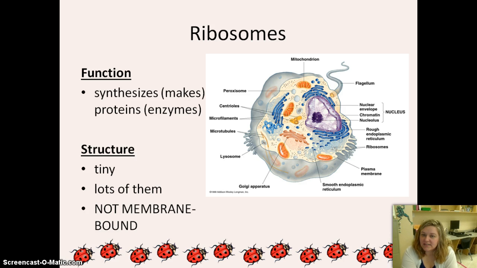Ribosomes are found in all three types of cells. Their job is to synthesize proteins. They're tiny, there's lots of them, and they're not membrane bound. That tells us that they're going to be found in all three types of cells.